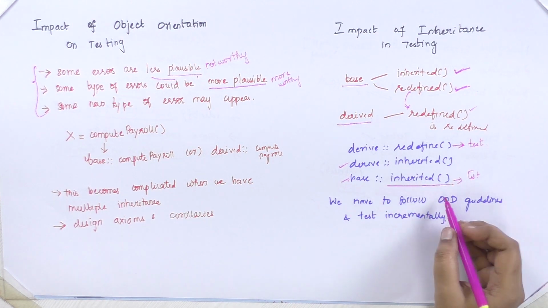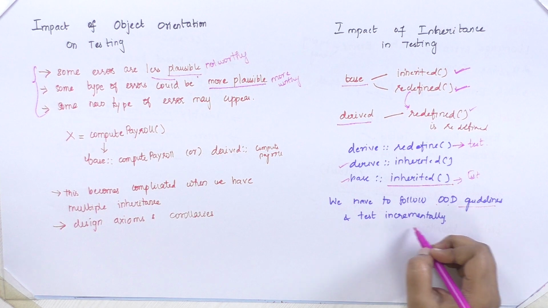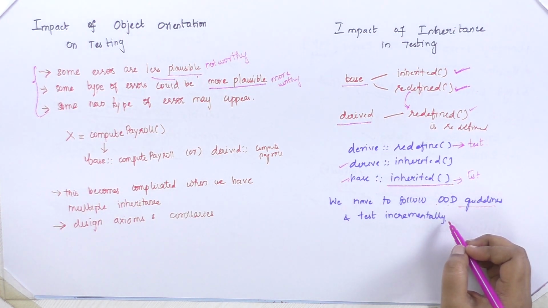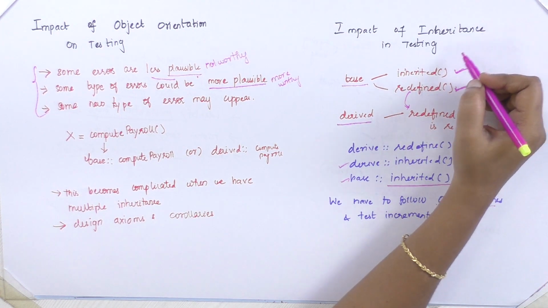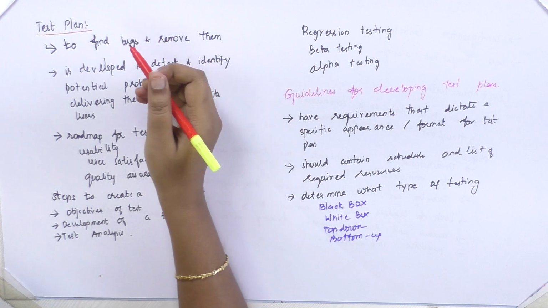So we have to follow the object-oriented design guidelines strictly and we have to test the objects incrementally. When we do these two things, we can reduce the effect of inheritance in testing. Next, we are going to see about developing test plans.